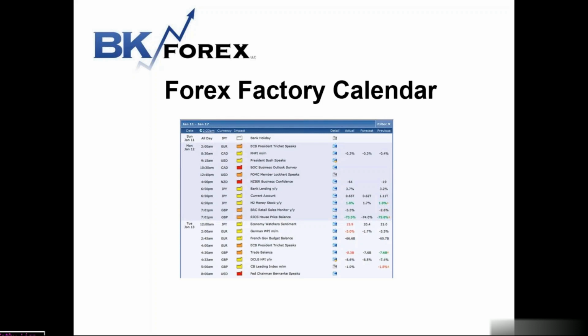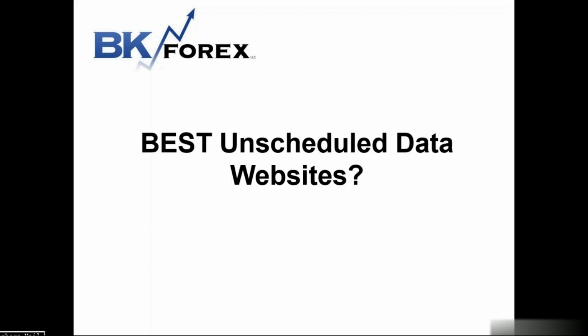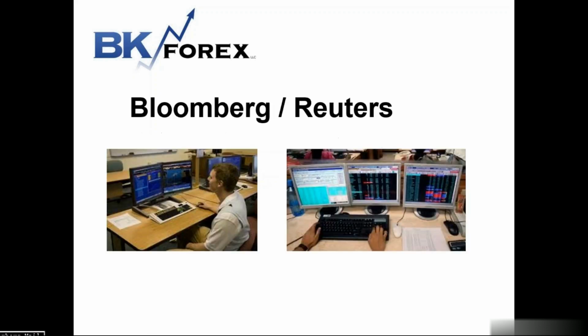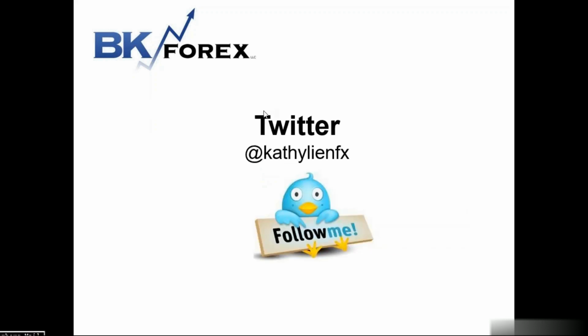But the fastest to update in terms of getting the number out there as soon as it's released is going to be Forex Factory. The best place for unscheduled data, first of all, is Bloomberg or Reuters. But I pay more than $2,000 a month for my Bloomberg terminal. I highly doubt that you want to do that. So you can actually get a lot of this unscheduled information for free these days.